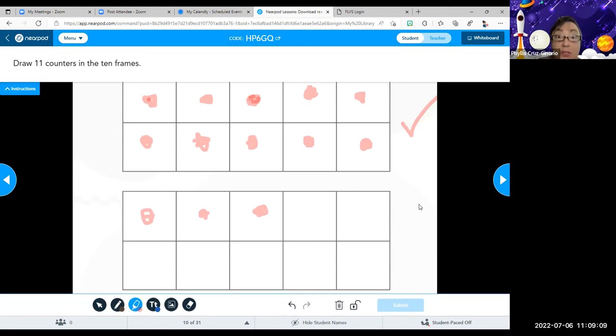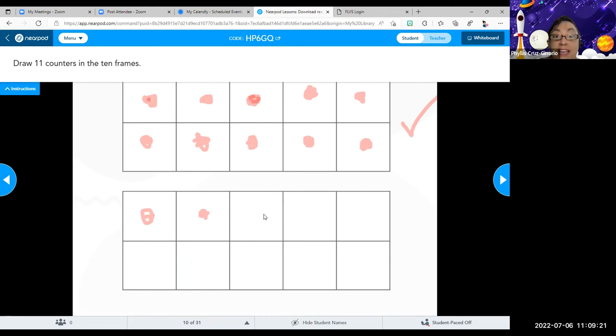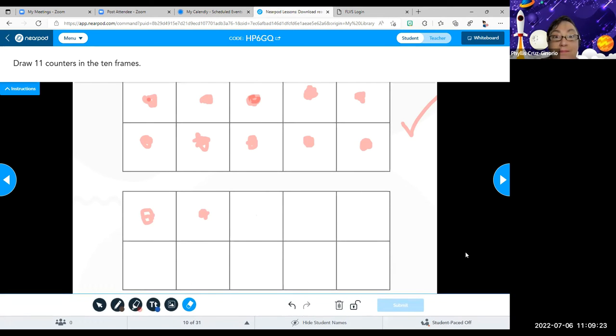Let's see. Tap your 10. 10, 11, 12, 13. Uh-oh. What did I do wrong? Oopsie. That's right. I drew too many. How about this one? Tap your 10. It's full. You can just say 10. You don't have to recount them all.